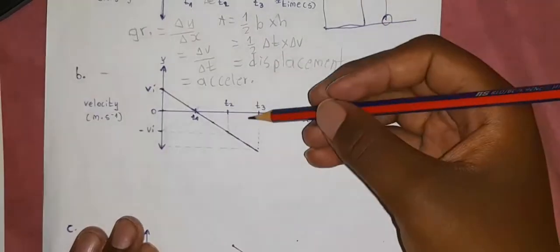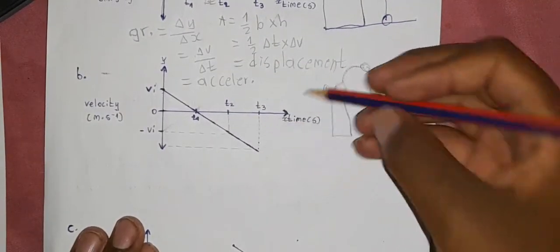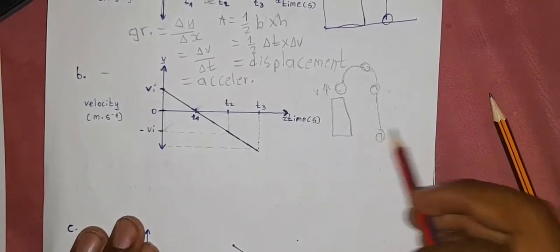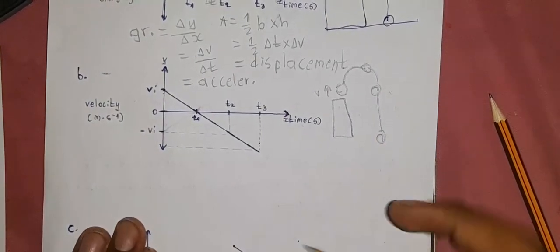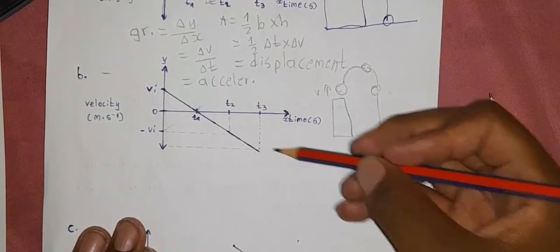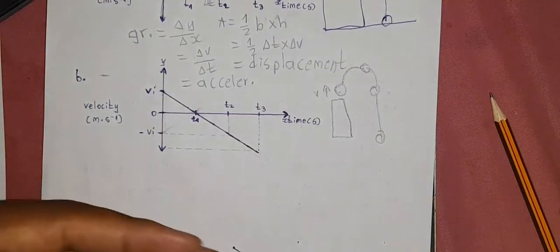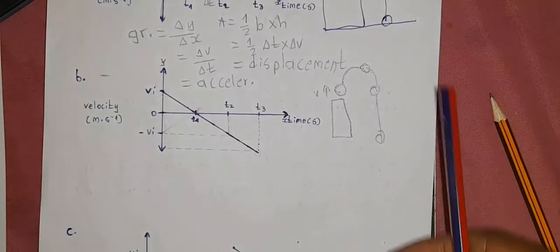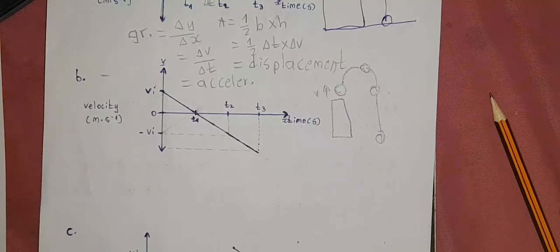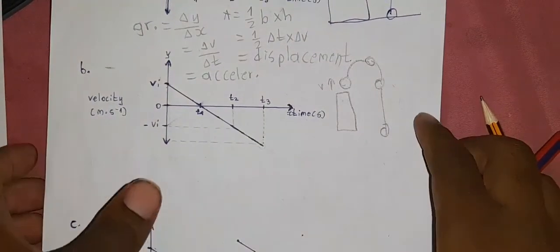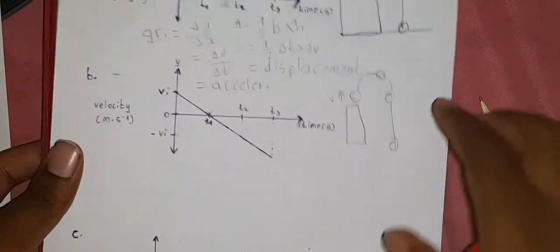This time here, T3, tells us when the stone hits the ground and stops. And please do not show this arrow here. This arrow means that it is still moving, whereas in real life it has stopped. So please do not show the arrow. And let's move to the last type of graph. I hope this is clear.